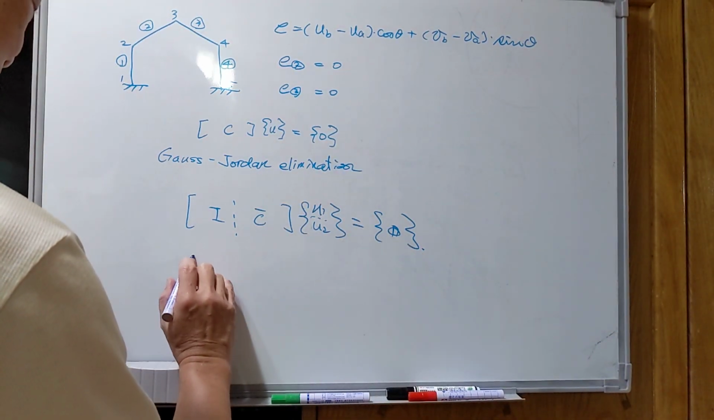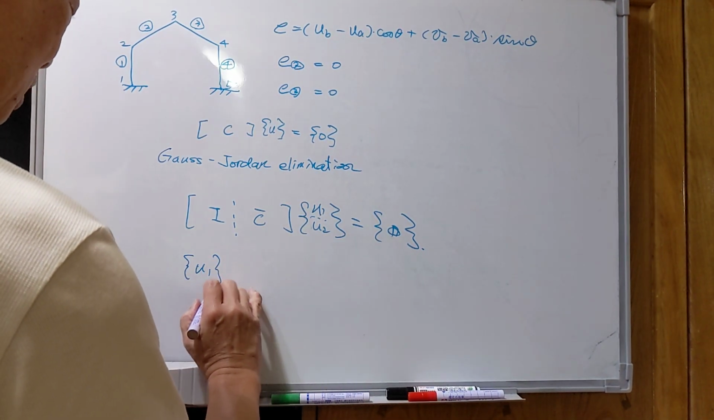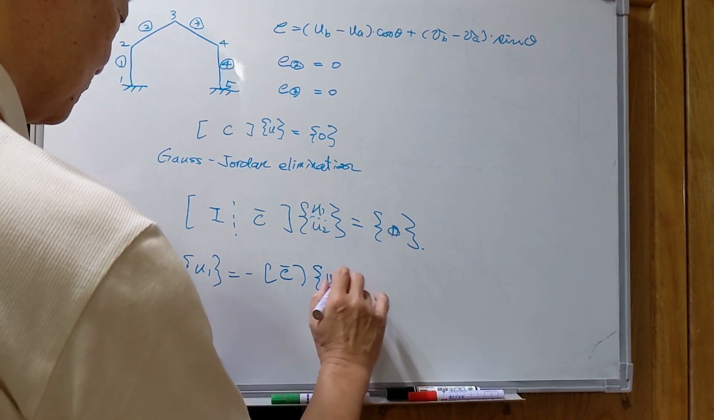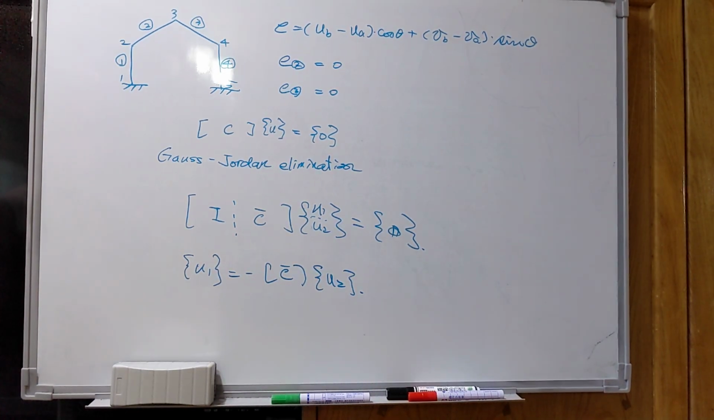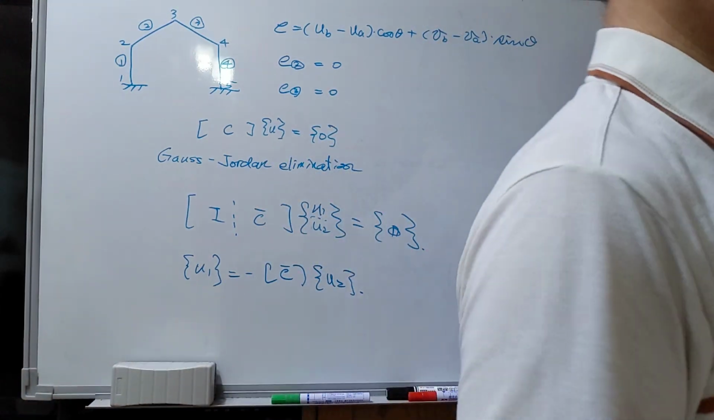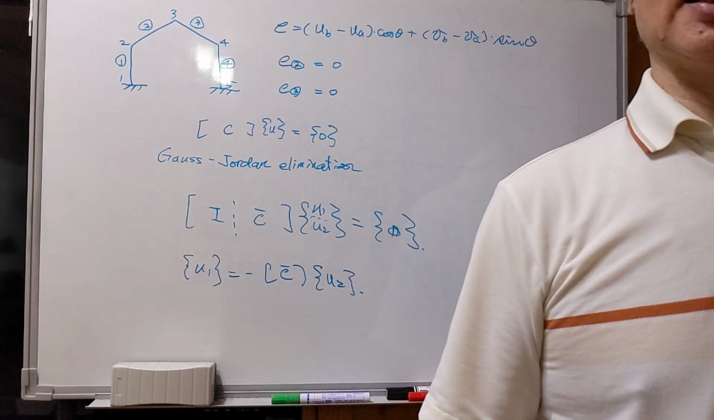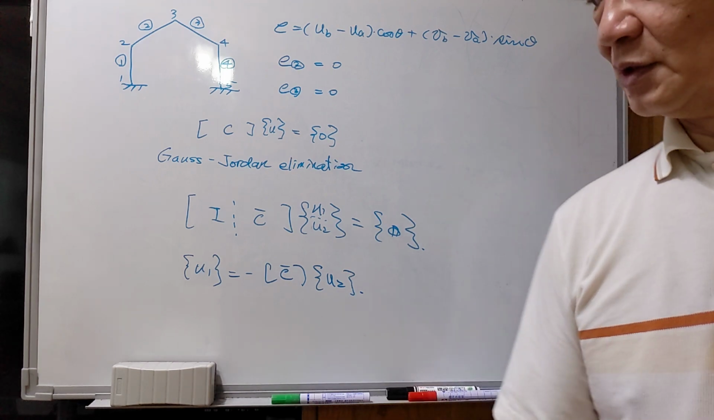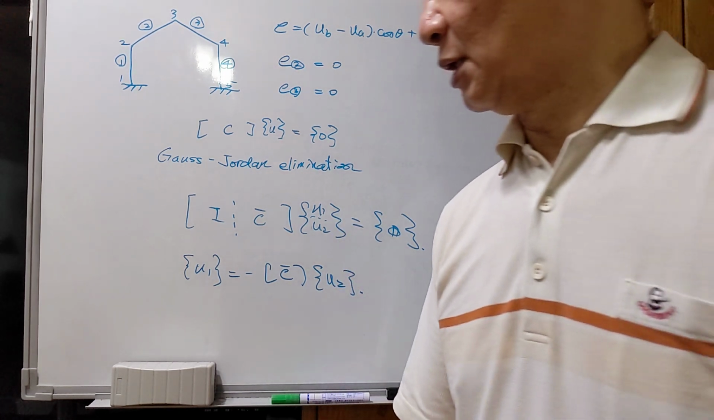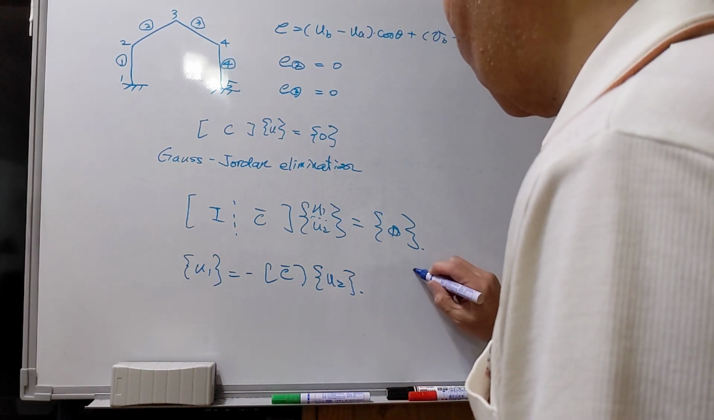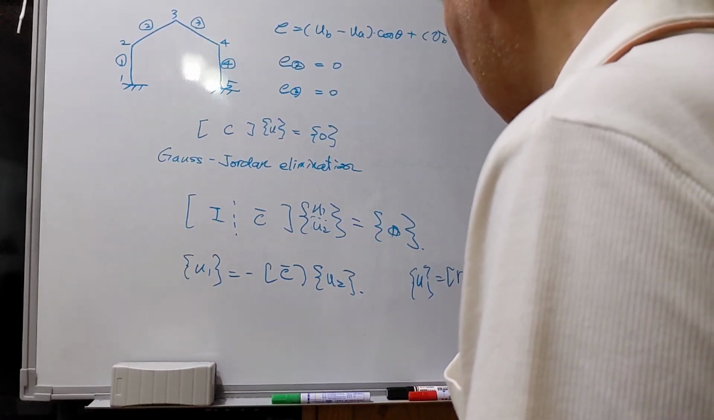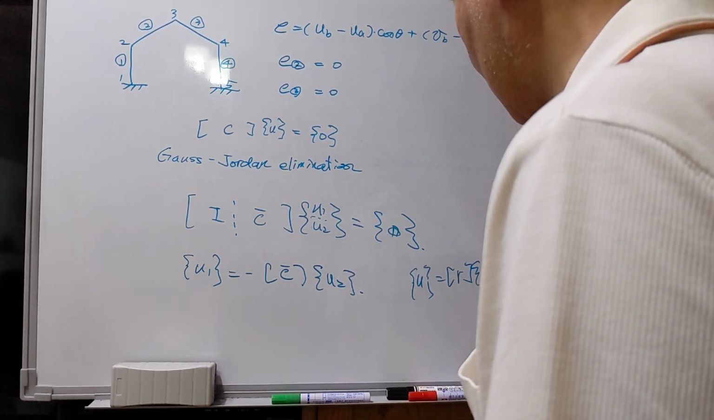Then we can express U1 equal to negative C bar U2. Okay, so that's the procedure, and we will say the U1 nodal displacements are the dependent variables, and the U2 are the independent variables. And then we need to express U equal to R U bar.